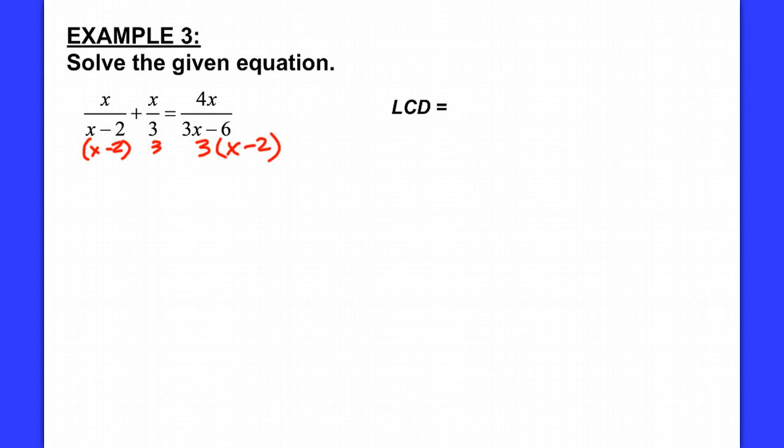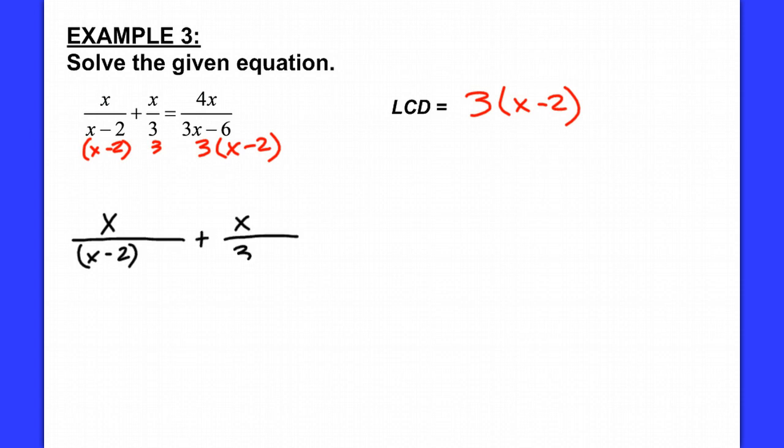Well, you can now look at this. You have a factor of x minus 2 and a factor of 3, and then 3 and x minus 2 in the last fraction. So we can identify our least common denominator as being 3 times x minus 2. So we will multiply that through to all of the terms in this equation. And we'll just go back through that same process. x over x minus 2 plus x over 3 is equal to 4x over 3 times x minus 2.